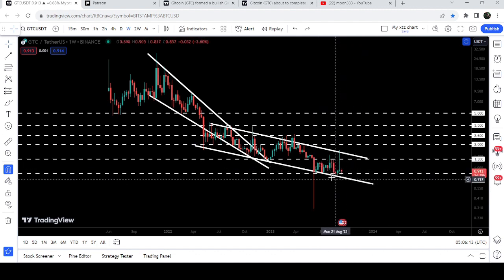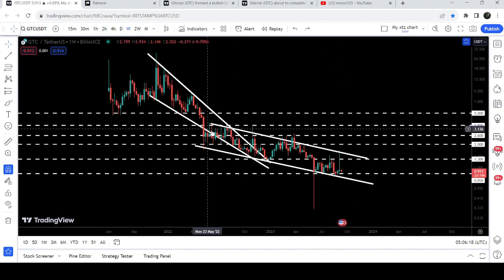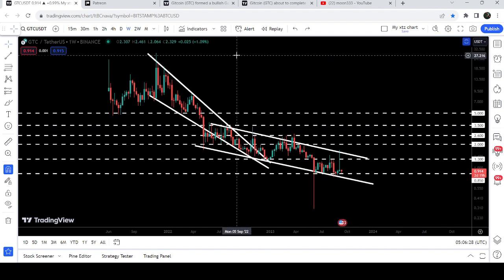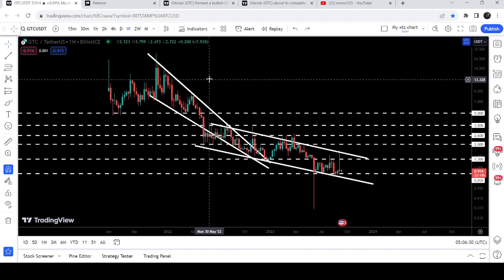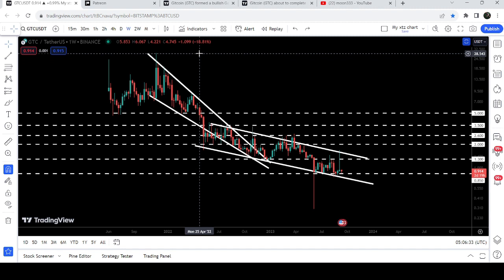And now we are moving very close to the resistance of the down channel. Once the price is able to break out of the resistance of this channel, then the target for this breakout will be here at the top of the channel, where we have a quite long-term resistance as well. That is at $3.50. And the final target for this bigger breakout from this bigger falling wedge pattern is here at the top of the wedge. That can be between $28 to $30.